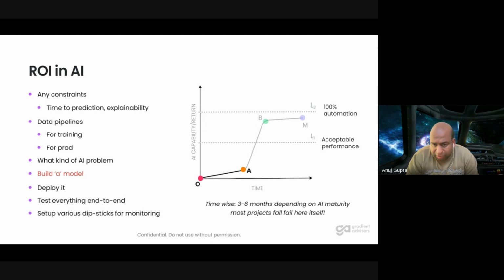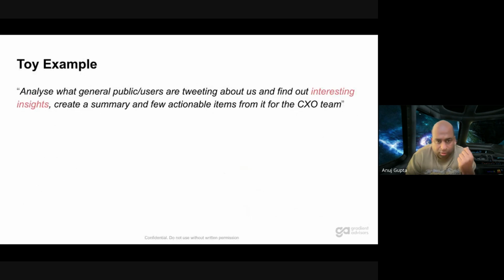Now, typically what I've seen is this phase of O2A itself could be, I would say, in today's world, from 1 to 6 months, depending on how much AI maturity there is in an organization. Okay. And I've also seen the majority of the projects fail in this phase itself. And I'll come to an example to illustrate my point, right?